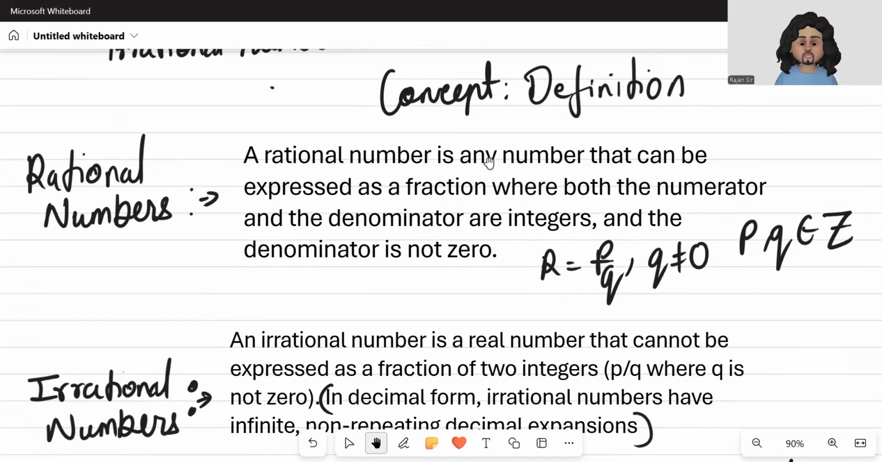A rational number is any number that can be expressed as a fraction where both the numerator and the denominator are integers and the denominator is not zero. This can be written in p by q form, where q is not equal to 0, and both p and q should belong to integers.